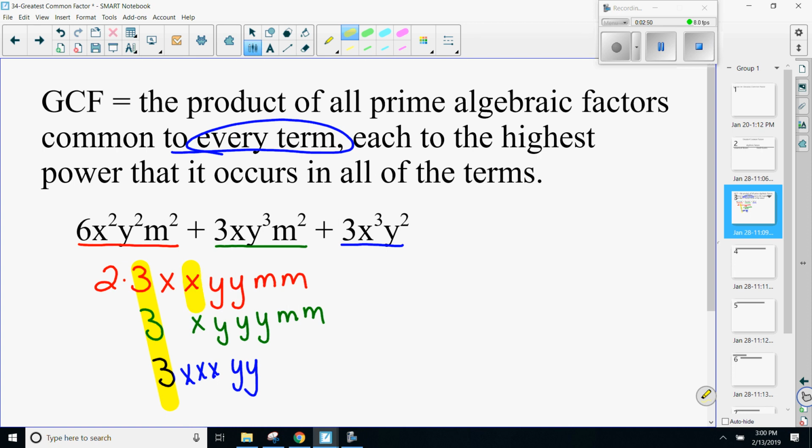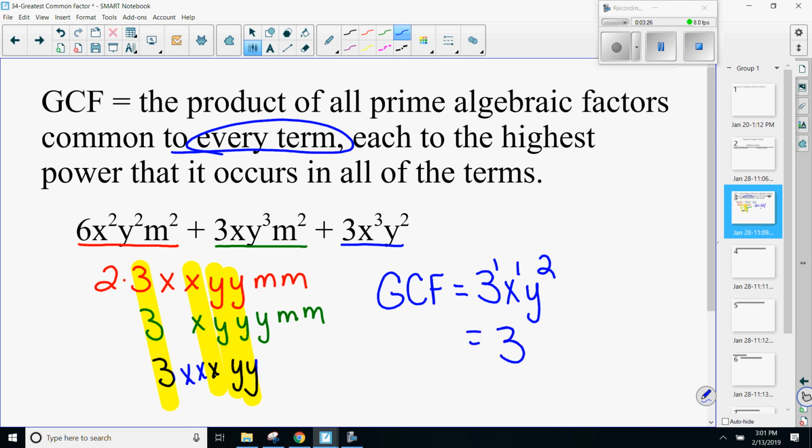What else do we have? We have 1 x. I don't have 2 because I don't have 2 here. I don't have 3. So the most x's you have is 1. What about the y's? You have 2 y's in both of them. Do you have any m's? No, because it has to be in every single term, and I don't have any m's in the blue term. So the greatest common factor is going to be 3 to the first, x to the first, y to the second, which you're just going to show as 3xy squared. That's the greatest common factor.